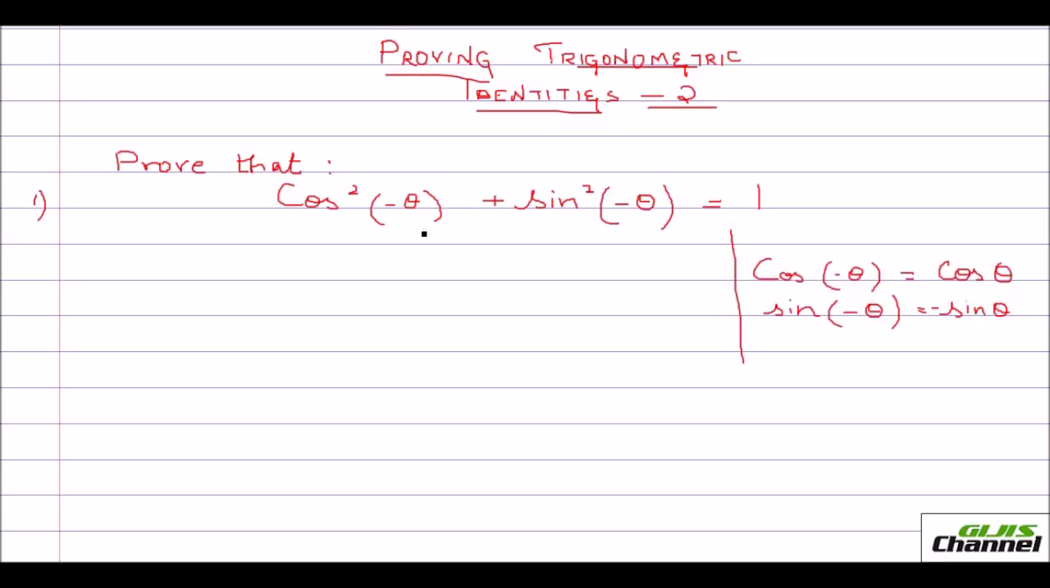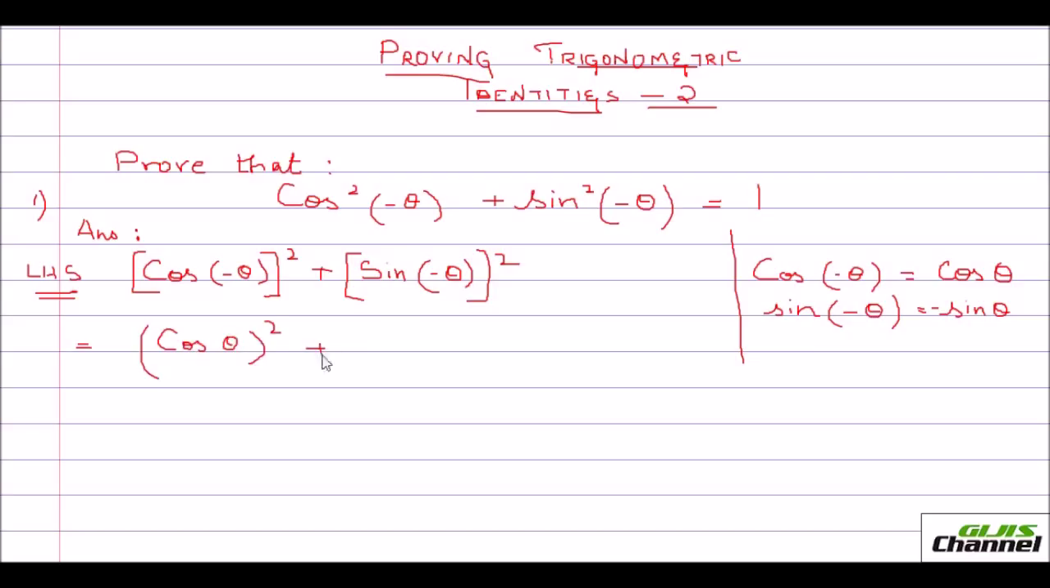Cos squared negative theta, I would rewrite this as cos negative theta the whole square, plus sine negative theta the whole square. This is your left hand side, okay? So your answer starts here. Cos minus theta is cos theta, so I can write this as cos theta the whole square plus sine minus theta is negative sine theta, so that's negative sine theta the whole square.